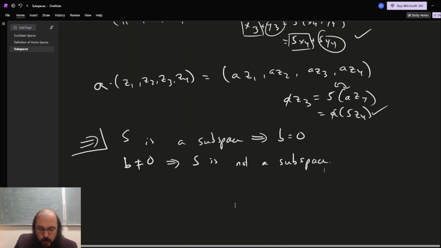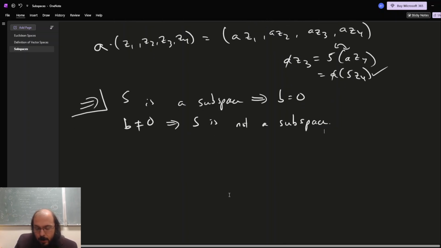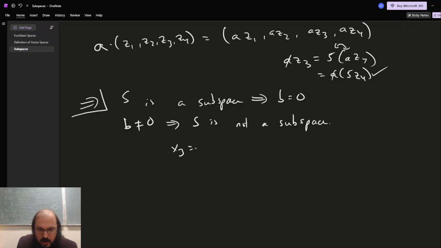For that, we just look at the very first condition. All the conditions fail, but let's think about the first condition. If x3 is equal to 5x4 plus a constant, and that constant's not 0, what's up with the 0 vector? Is the 0 vector even in this list? No, it's not, because this thing does not satisfy this equation. If I try to plug in 0 and 0 respectively, I get 0 equals b. And so this thing would not even be in S in that situation.